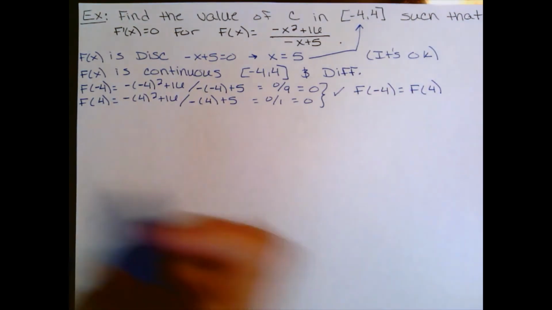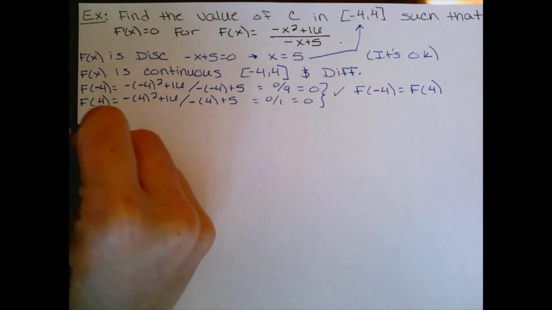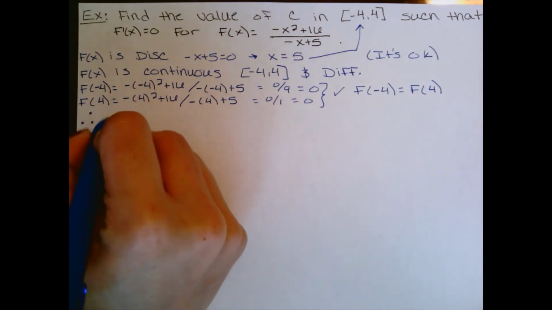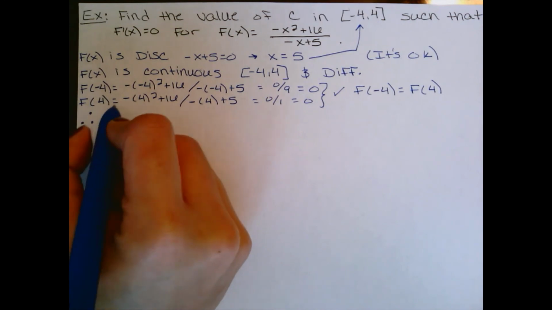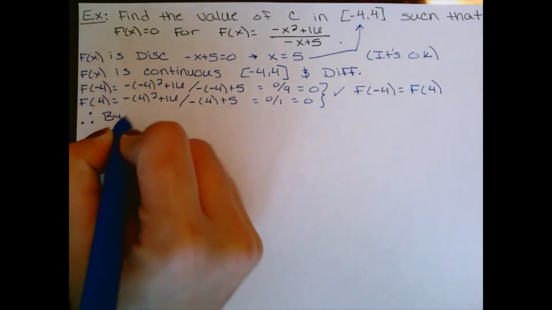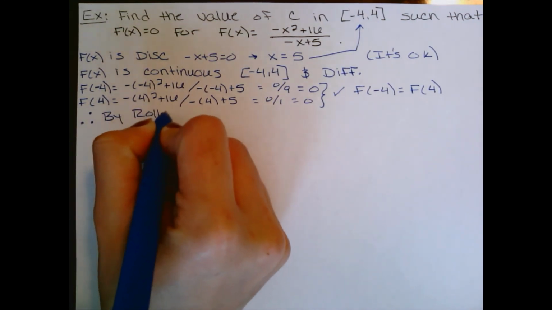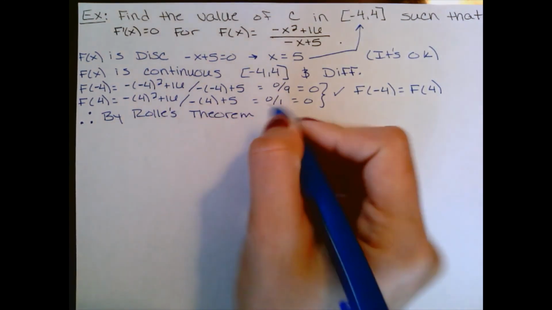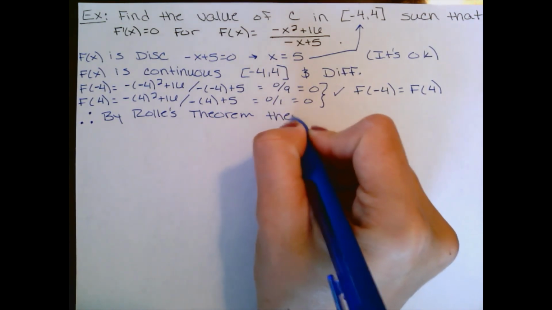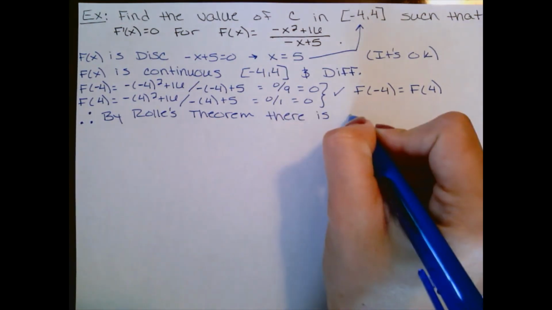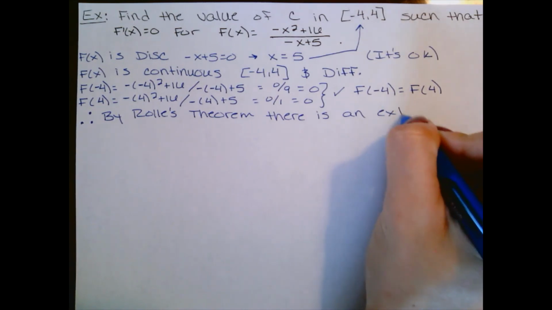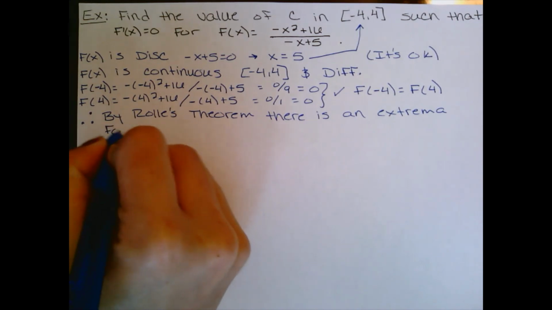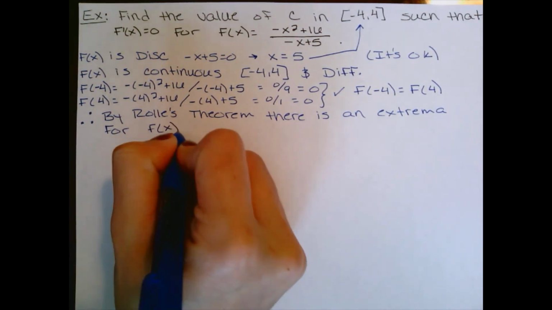So based off of those 3 things I just proved, that it's continuous, differentiable, and f of a equals f of b, I can now state by Rolle's theorem that I will have an extrema. So let's write that sentence really quick. Very important for FRQs in an AP class. Therefore, by Rolle's theorem, there is an extrema for f of x within its interval.